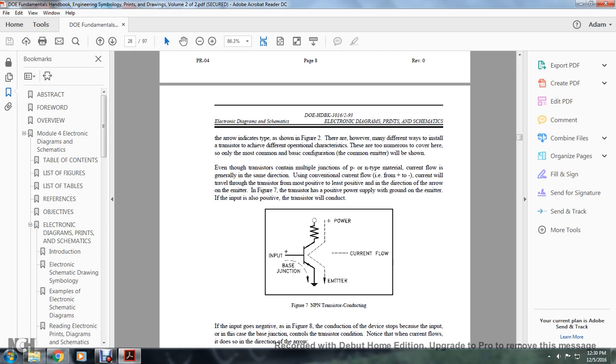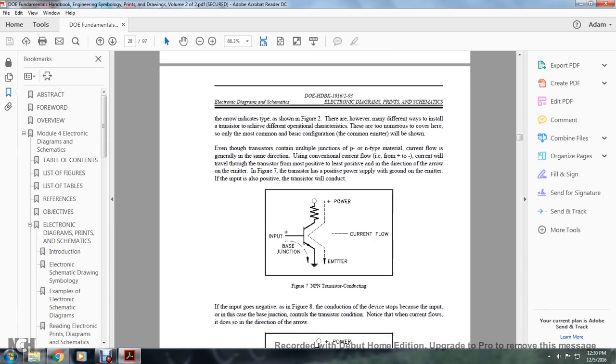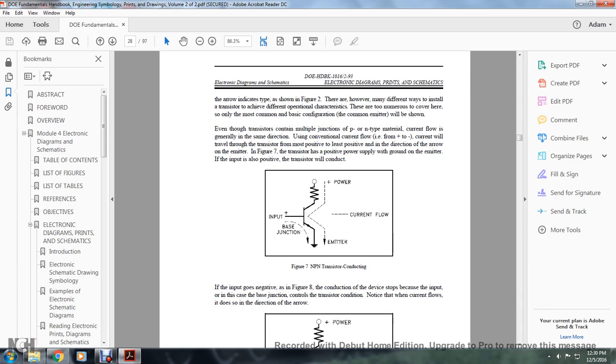It shows the resistor going through what looks like a PNP or NPN transistor, conducting from the positive to the base junction, while the power goes through the resistor and through the base junction as the input follows the line. Once it hits the power to the emitter, the current flow shows from positive to negative.